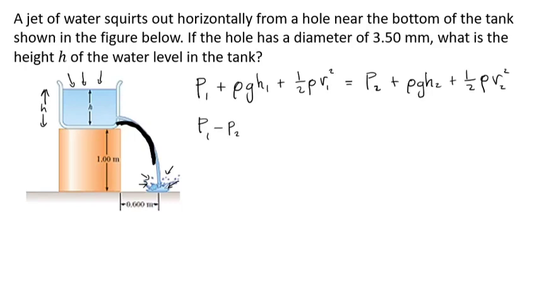What we remain with in this case is rho g h1 plus half rho v1 squared, equals, on the other side, the only thing we remain with is rho g h2 plus half rho v2 squared. Since both are exposed to the atmosphere, both have atmospheric pressure, so they can just cancel out.